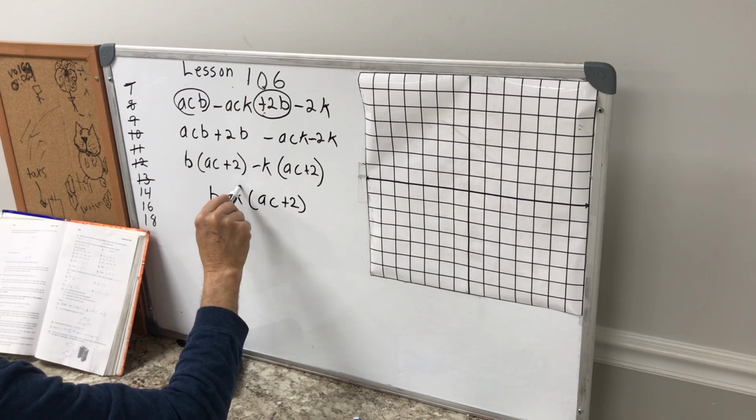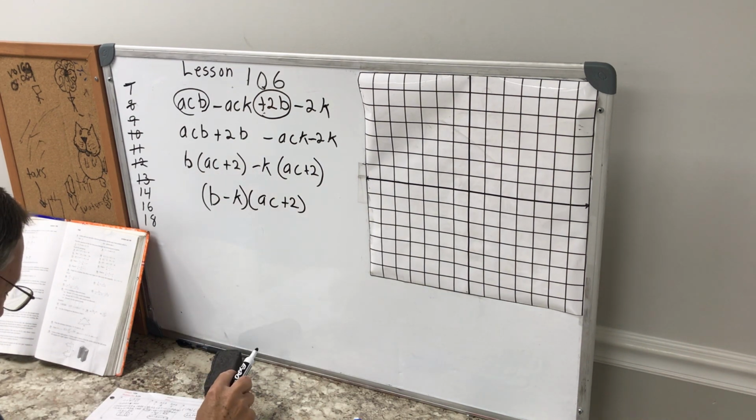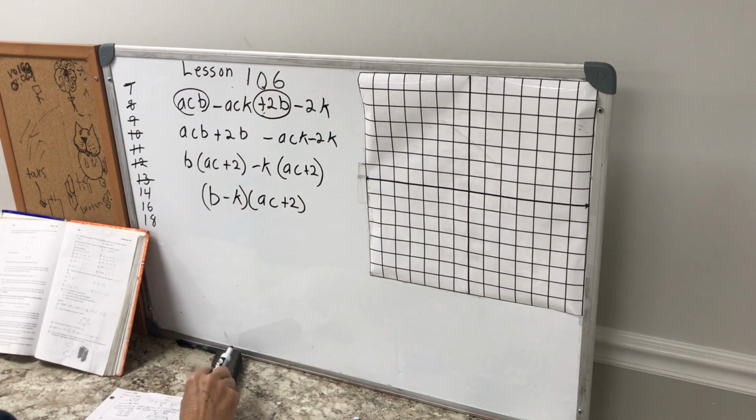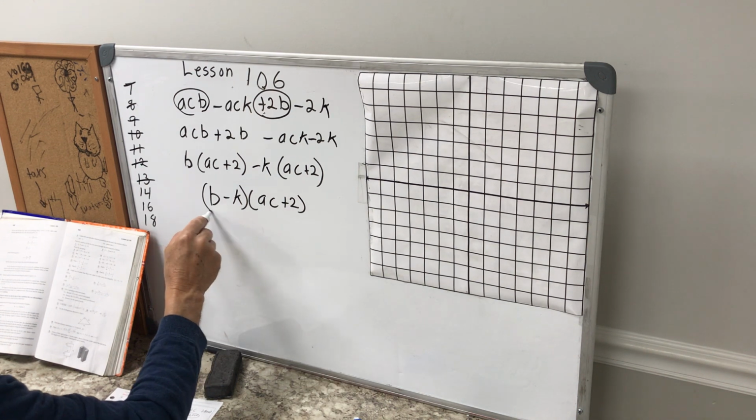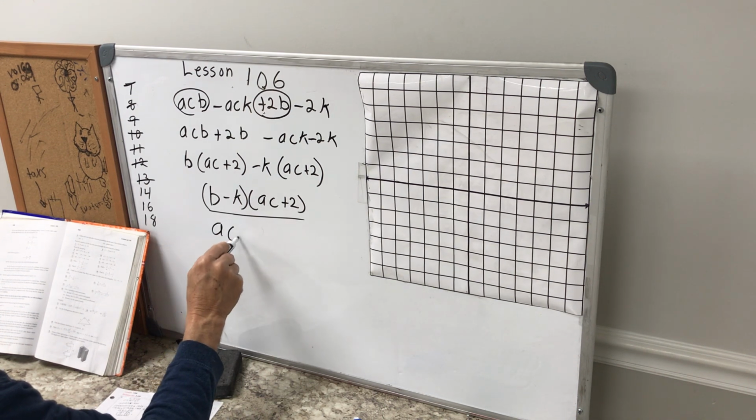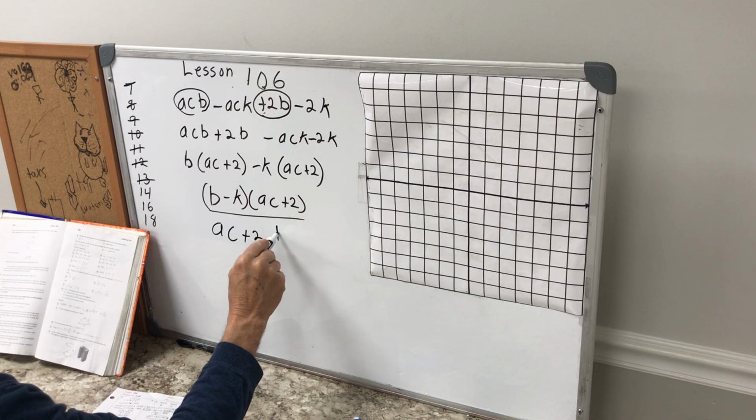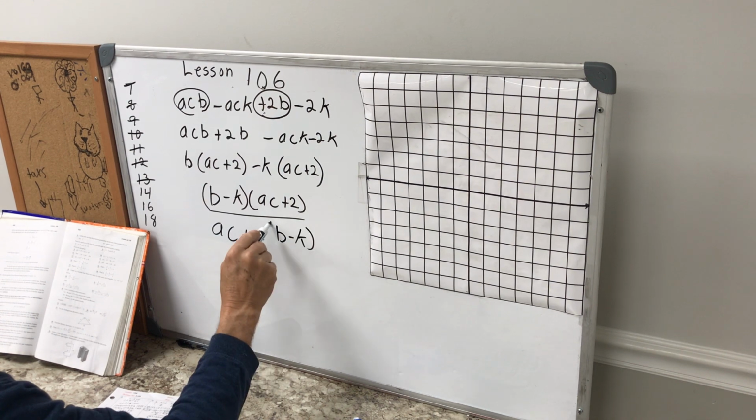I did it the other way. You can have these turned around. Is that what you're saying, Ansley? Yeah. It doesn't hurt if you have these. Anytime you have these turned around, you could have AC plus 2 and B negative K.